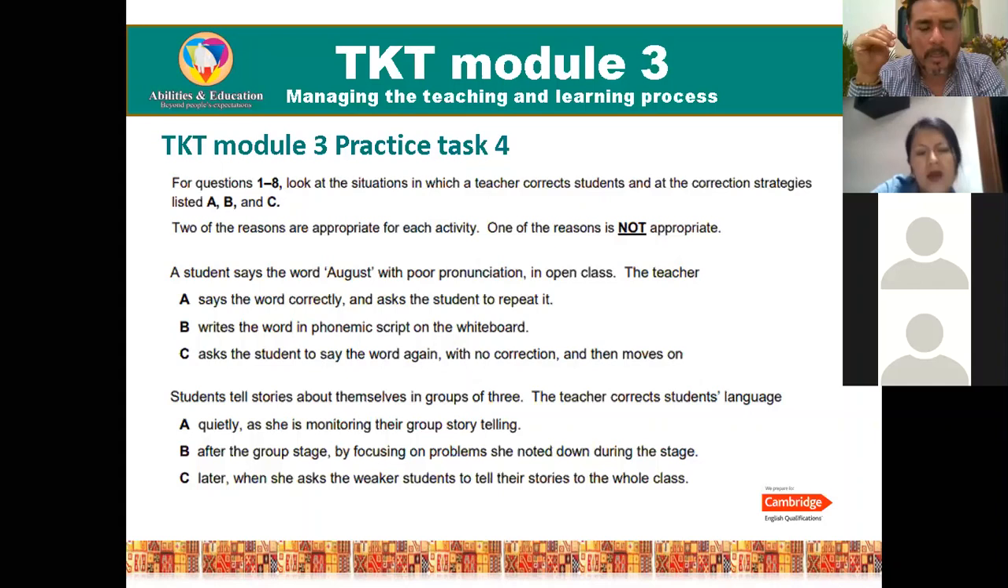I think letter B. Letter C. Letter A. Letter C. You know why? Because it asks the student to say the word with no correction. So there's no point to make a student repeat a word and then not correct the student, right? So saying the word correctly and asking the student to repeat it is okay, or writing a word in phonemic script on the whiteboard is also okay. But to ask the student to say the word again with no correction and then continue doesn't make sense, all right?